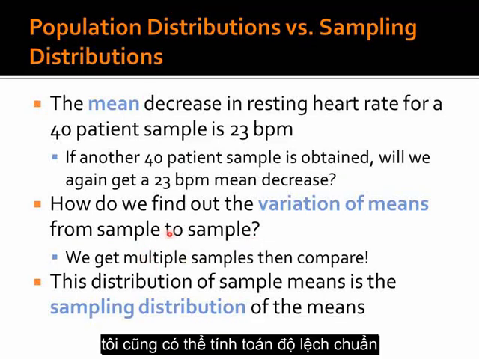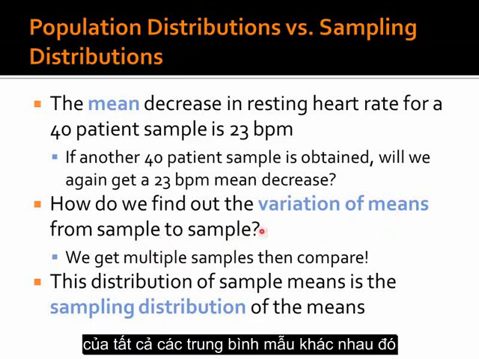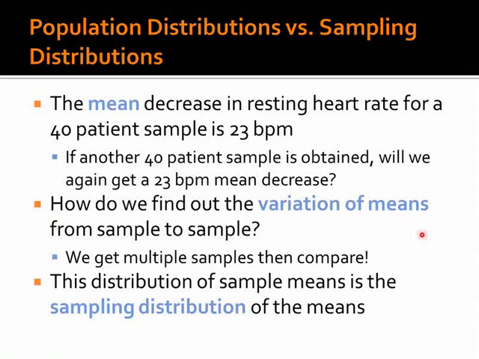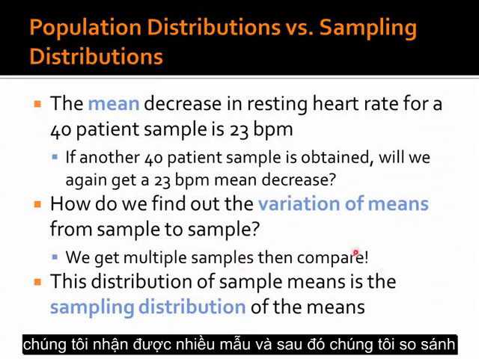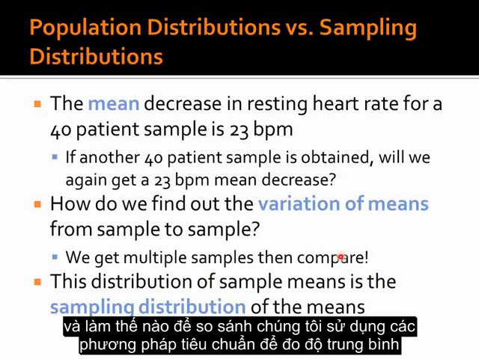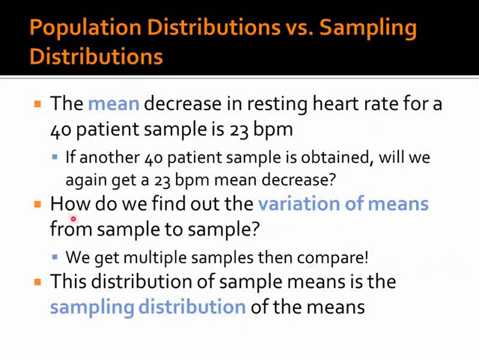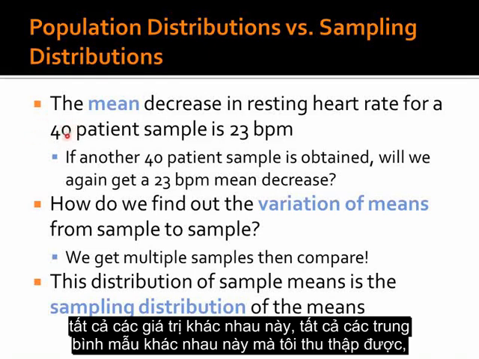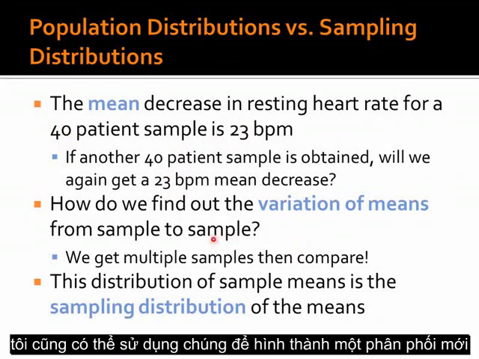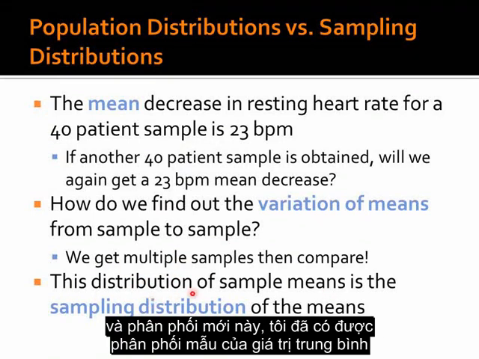I can also calculate the standard deviation of all those different sample means, right? So we're getting multiple samples and then we compare. And how do we compare? We use the standard methods of measuring the arithmetic average as well as standard methods of doing standard deviation. We've seen that before. Now, all these different sample means which I collected, I can also use them to form a new distribution. And this new distribution, I call it the sampling distribution of the means.